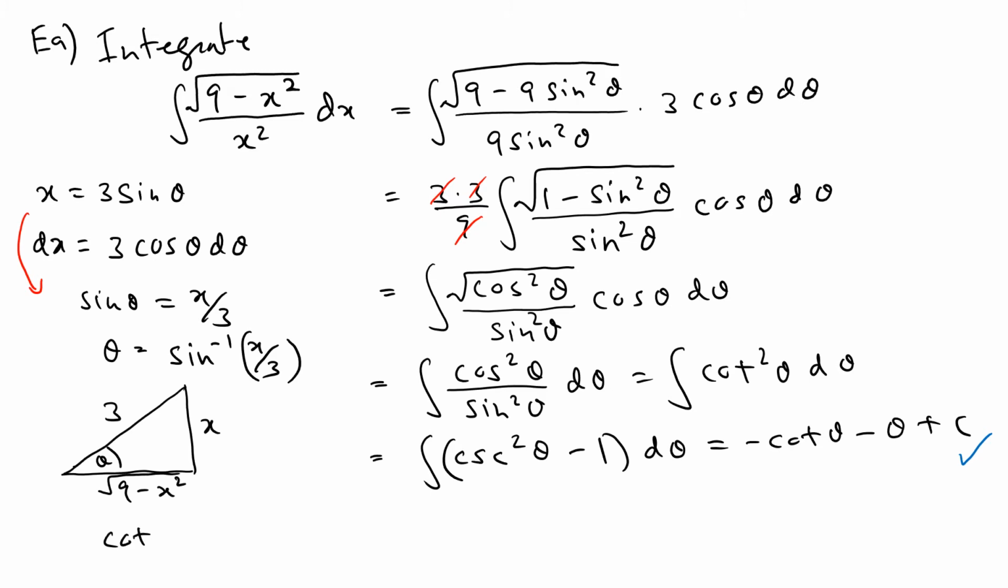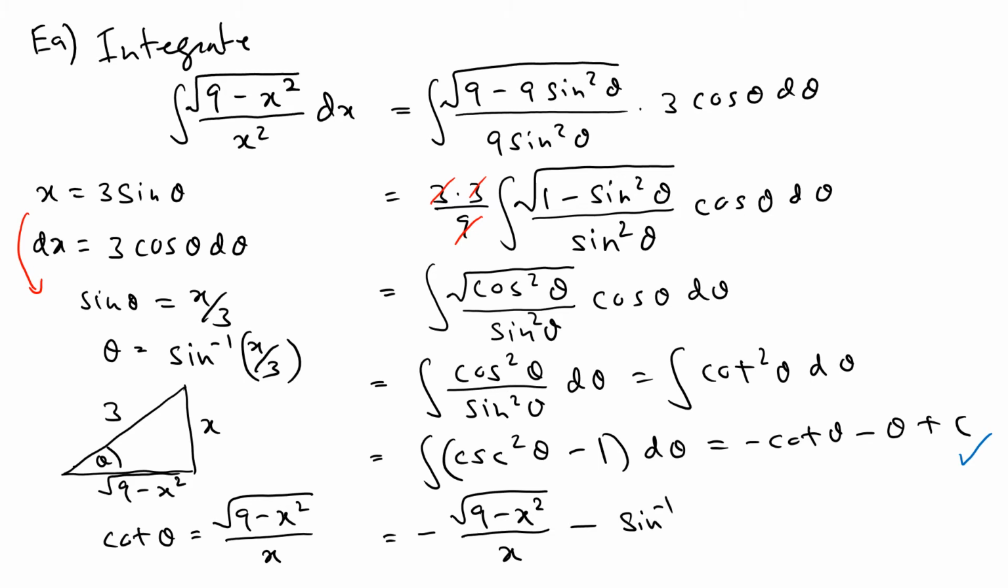According to this one, cotangent theta is adjacent over opposite. So that's what you get for the cotangent. So it's negative square root of 9 minus x squared over x, minus theta, which is sine inverse x over 3, plus c. So that's the answer for the problem. You can see it's not long, but still we need to remember certain things. Okay, so that's the first example.